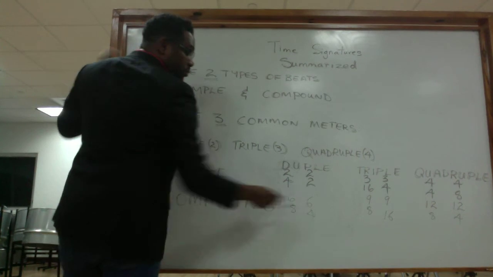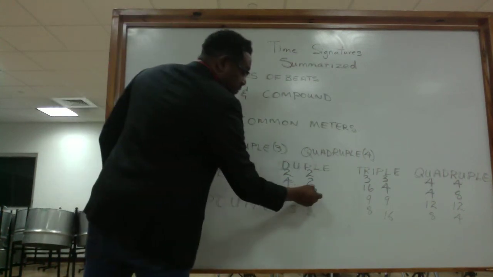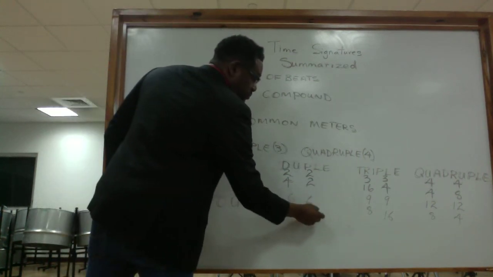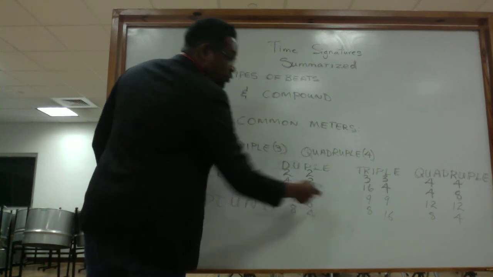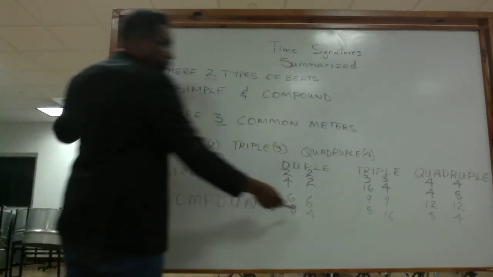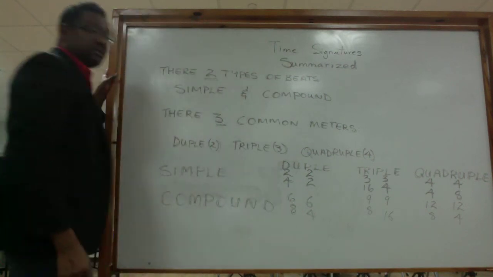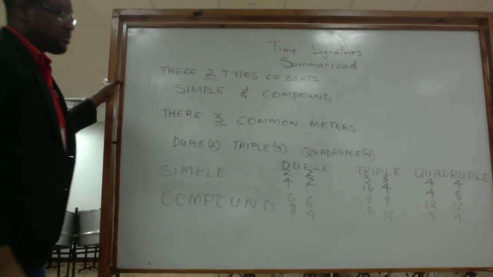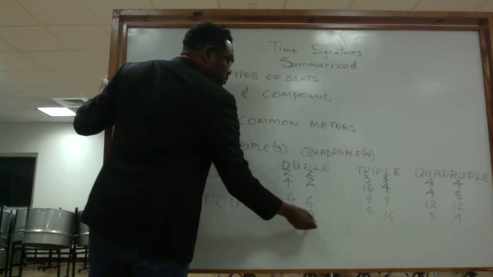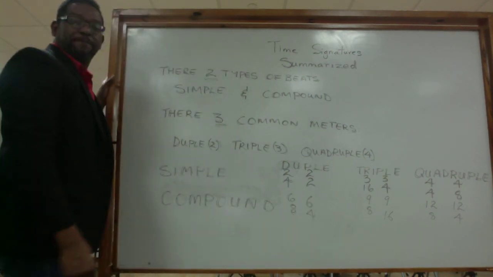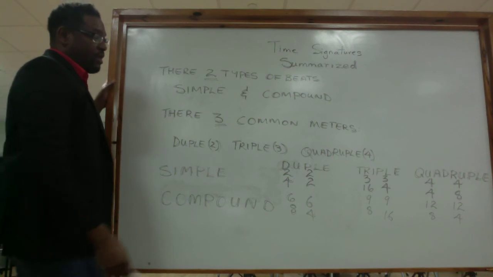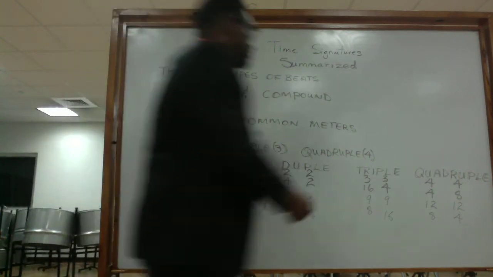Next to that we have 6/4. I hope you see this. 6/4 has 2 groups of 3 notes. These beats are quarter notes. So it's going to be 1, 2, 3, 4, 5, 6, and they're made up of quarter notes. Yeah?